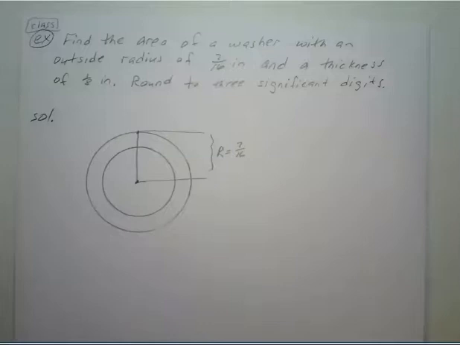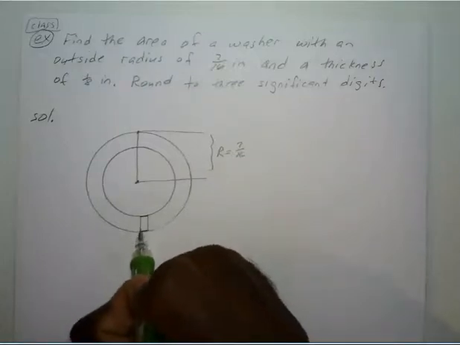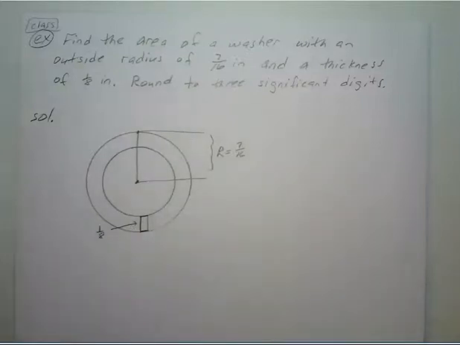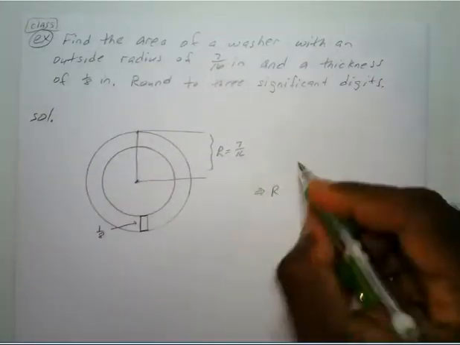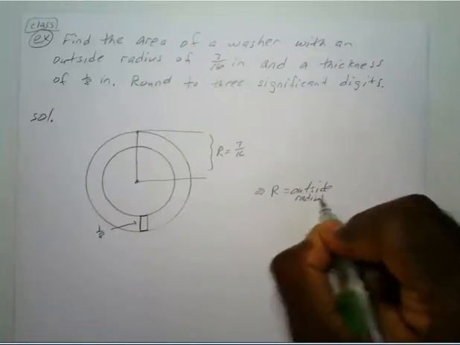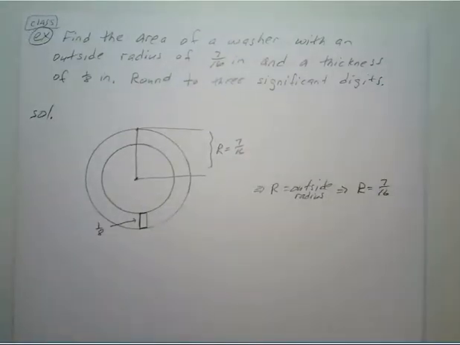Now it says it has a thickness of 1/8 of an inch. So that means the thickness is from here to here. That's the thickness of it, and this is 1/8 of an inch. Okay, so what does that tell us? Well, we know that our outside radius means that R equals 7/16.